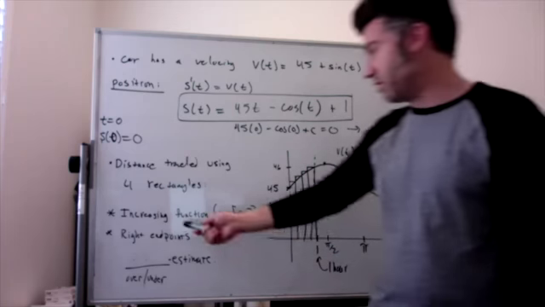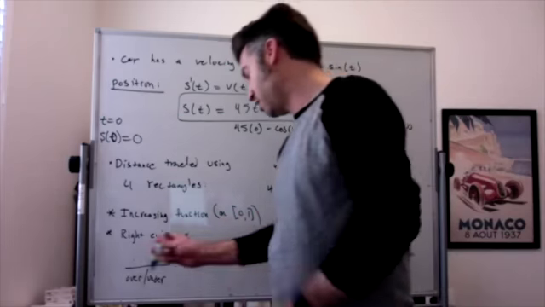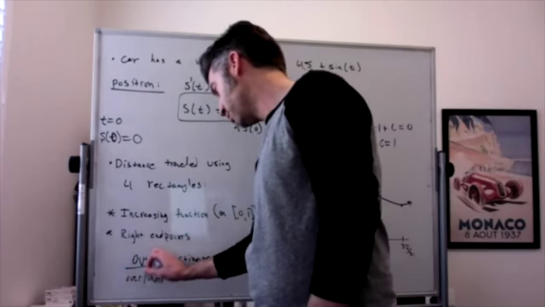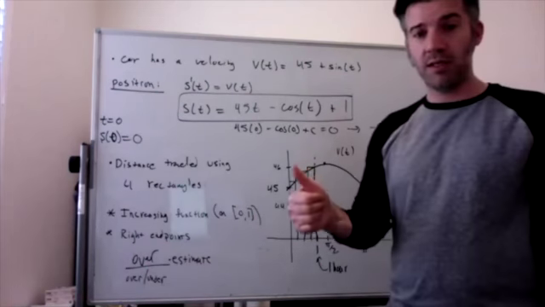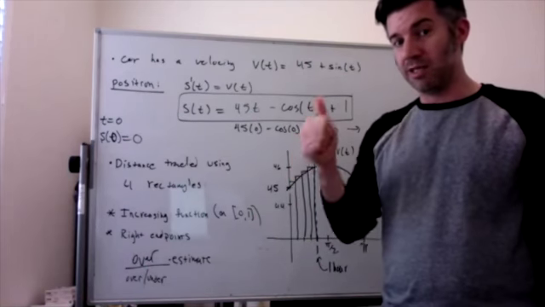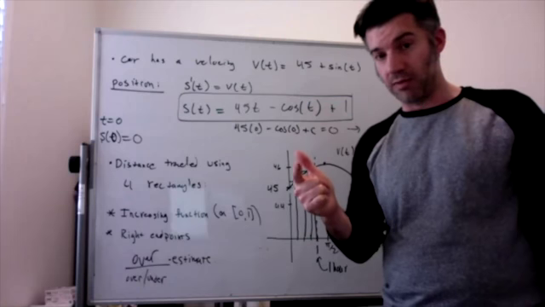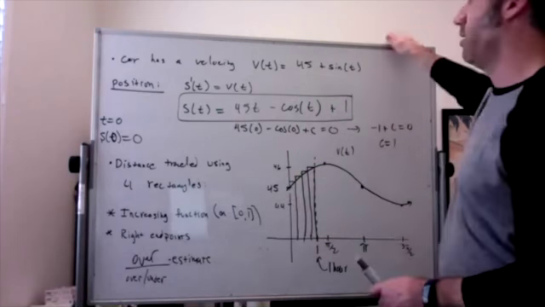So if you have an increasing function using right endpoints, you're going to get an overestimate. In fact, I should just make this blanket statement: increasing, right endpoints, overestimate. Decreasing, left endpoints, overestimate. If you had, I'm going to draw it.